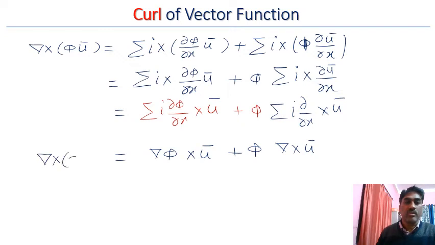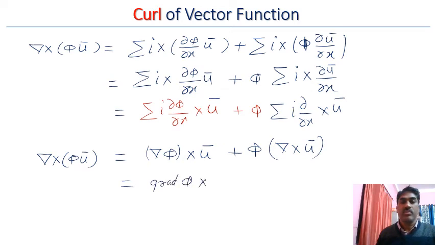del cross phi u is equal to del phi cross u plus phi del cross u, which you can also say is grad phi cross u plus phi curl u. So this is the identity we proved, and you can prove it in expanded form.